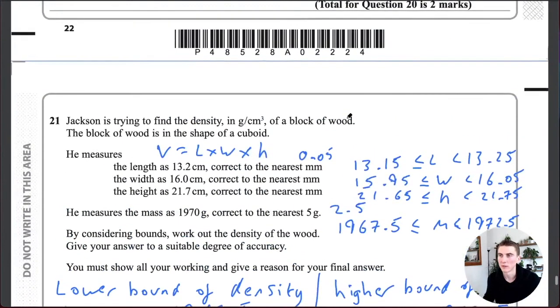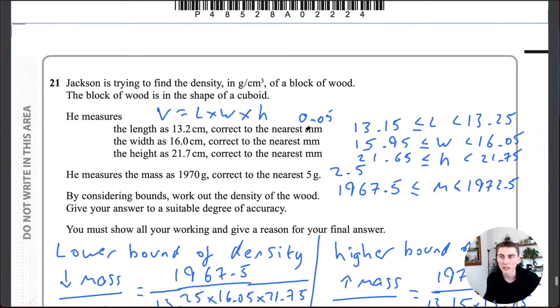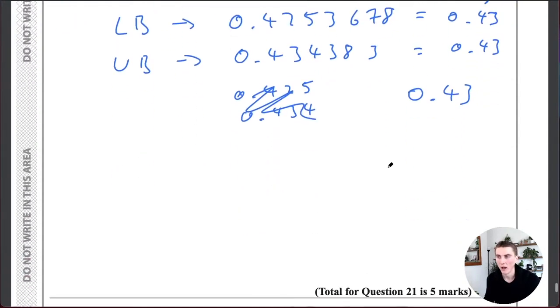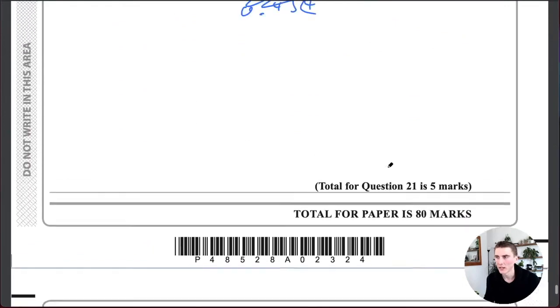So what we've just found is that considering the uncertainties, or the rounding from our units here, it's millimeter and 5 gram stuff, the upper and lower bounds are the same value as each other to 2 significant figures. And so we can say that overall it is 0.43. We can be confident in that answer. And that's it. That's the entire paper.